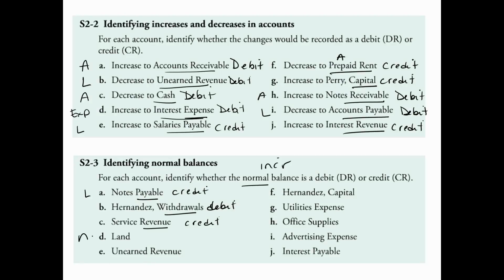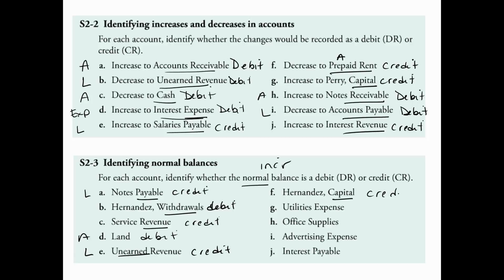Land is an asset, so that has to have a debit balance. Unearned revenue is a liability, so that'll have a credit balance. Again, there's kind of a lot of homework in this chapter, but the more problems you do, the less you have to think about these, and you get used to these account names, you get used to looking for these keywords.